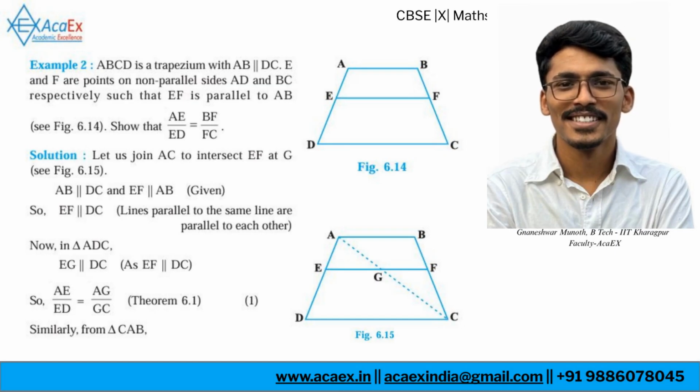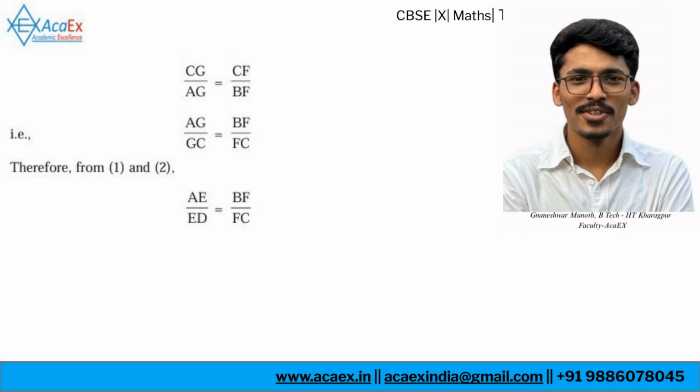In triangle ADC, since EG is parallel to DC, by theorem 6.1, AE divided by ED equals AG divided by GC. Similarly, in triangle CAB, GF is parallel to AB. This leads to the ratio AG divided by GC equals BF divided by FC. Conclusion. From the two ratios derived in the previous step, we can conclude that AE divided by ED equals BF divided by FC.